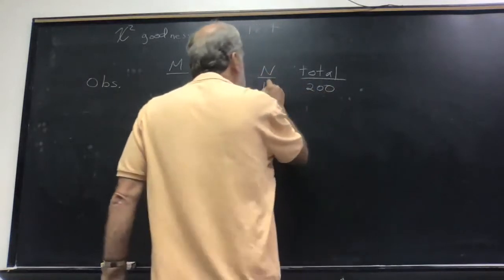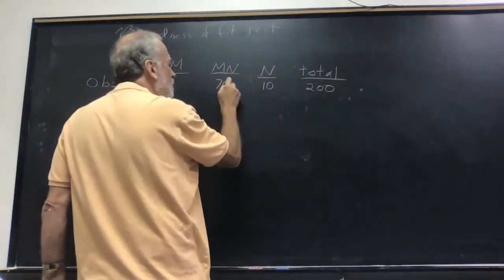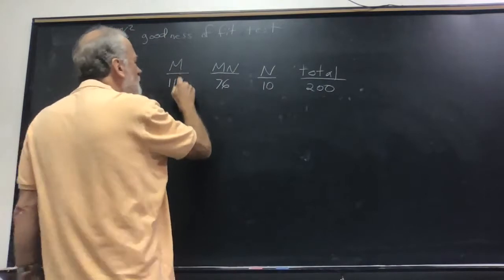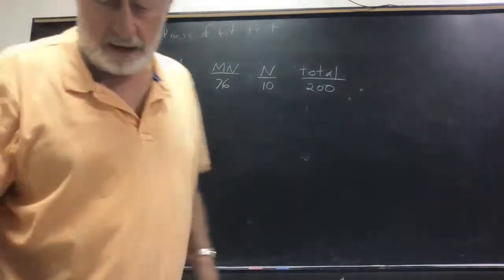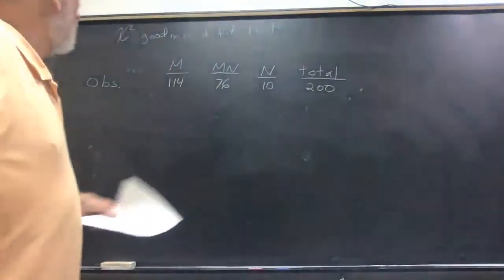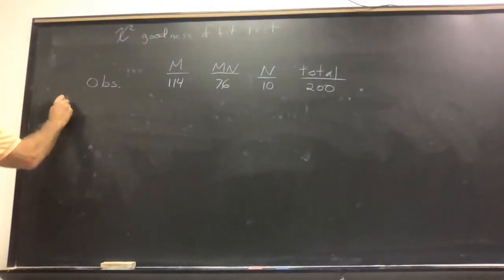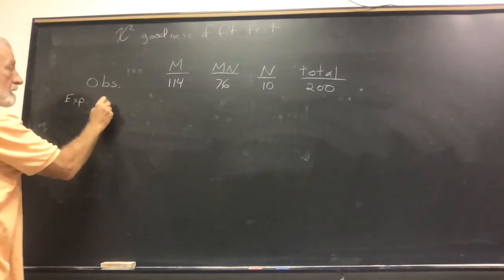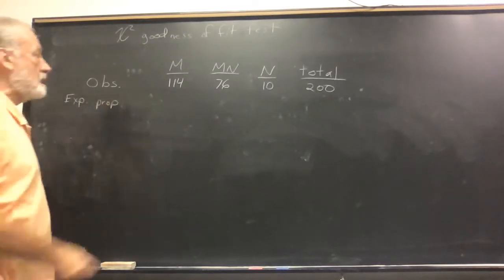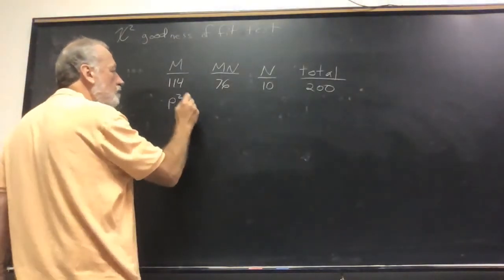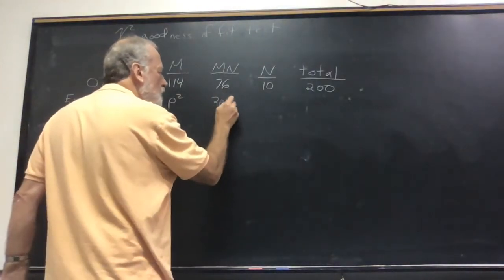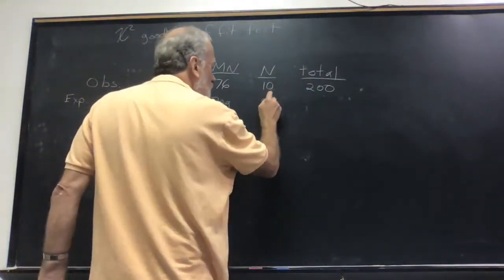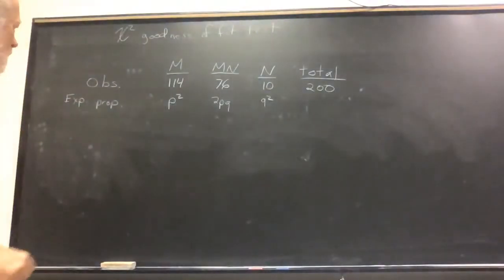There. 114, 76, 10, I believe, correct? Yes. So then the next thing is our expected proportions, which would be our genotype frequencies. So P squared for these guys, 2PQ for those guys, Q squared for those guys.